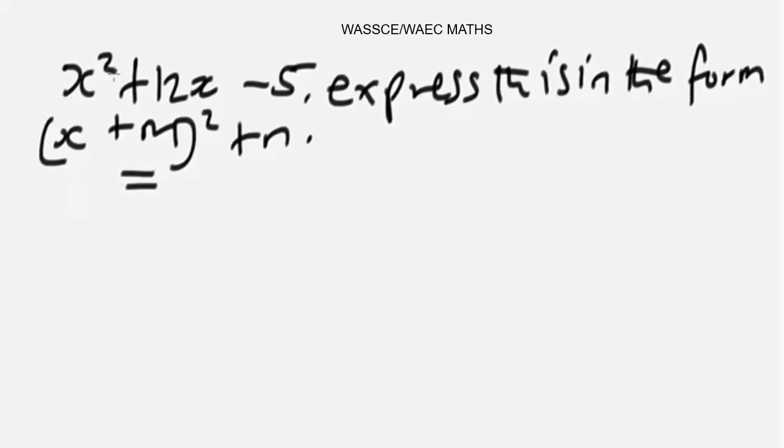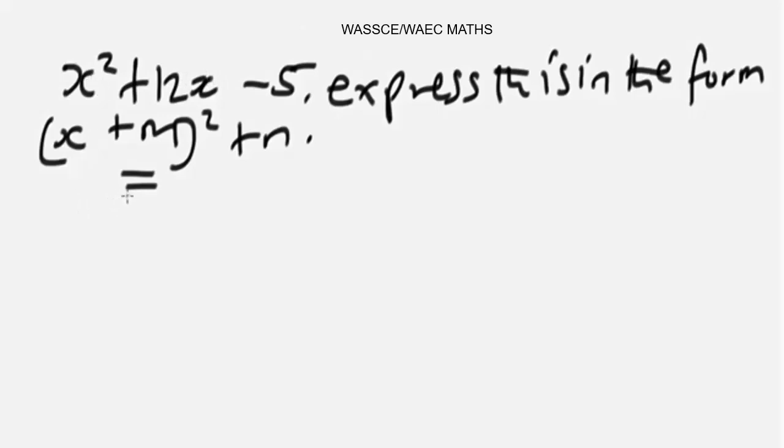Firstly, you have to check whether the coefficient of the leading term, which is x squared, is 1. Like here, the coefficient of x squared is what? It is 1, but the 1 is invisible. Now, once you have settled this, even if it was not 1, we would have divided first. But since it's 1, we are okay.